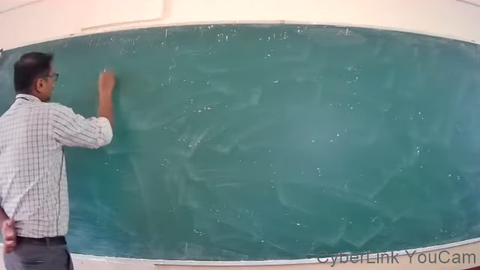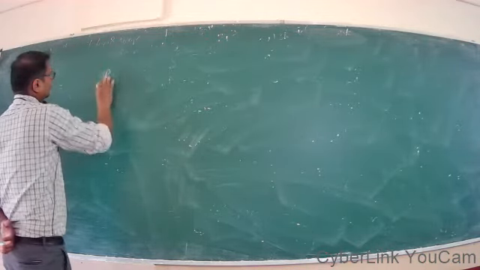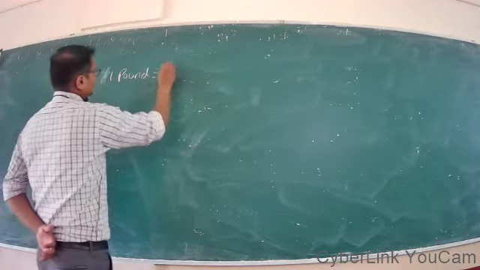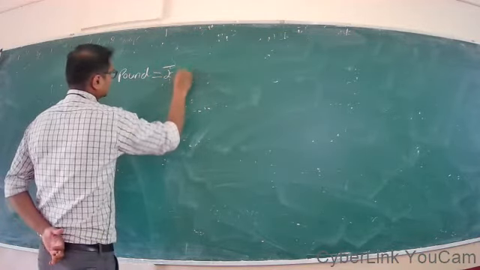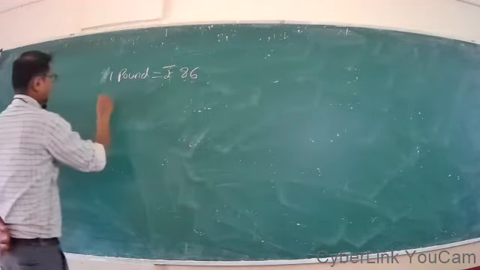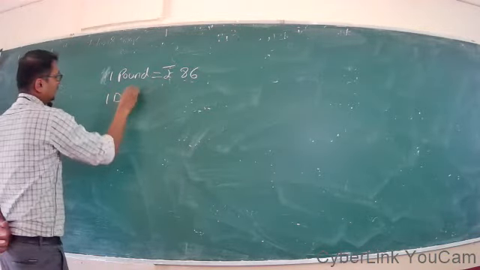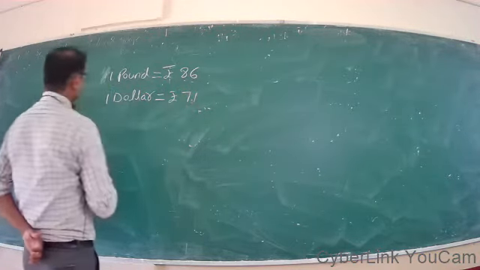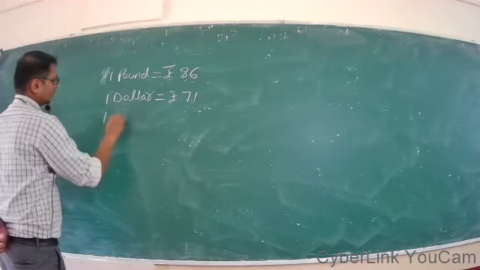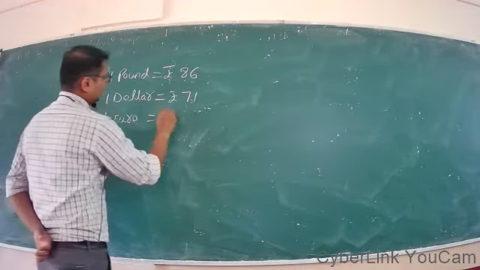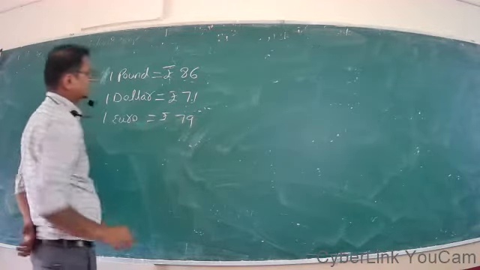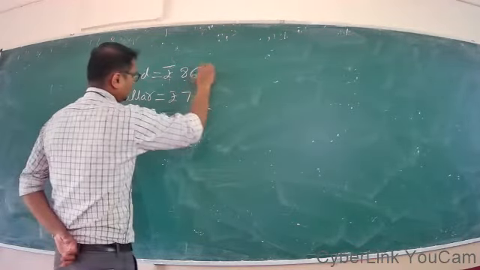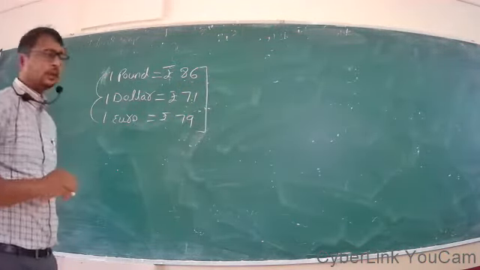Now, 1 pound is equal to rupees 86, and $1 is equal to rupees 71. 1 euro is equal to rupees 79. Now the base currency is different and all the quoted currencies are Indian rupee, that is the domestic currency.